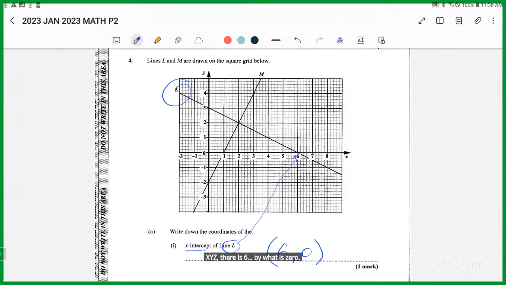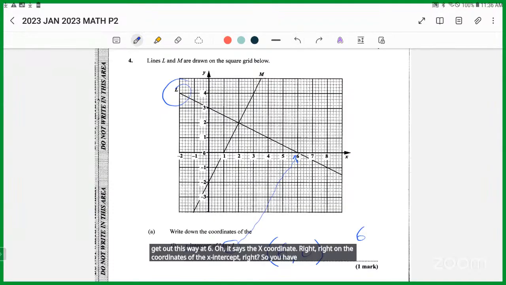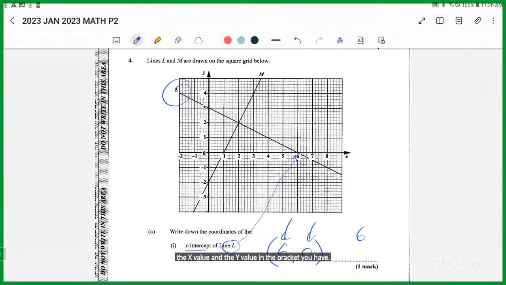You cannot just write 6, because it says write down the coordinates of the x-intercept. So you have to write coordinates, plural. You have to write both the x value and the y value in the bracket, because coordinates is a plural word. It means you have to write both of them. That's the answer for that one.